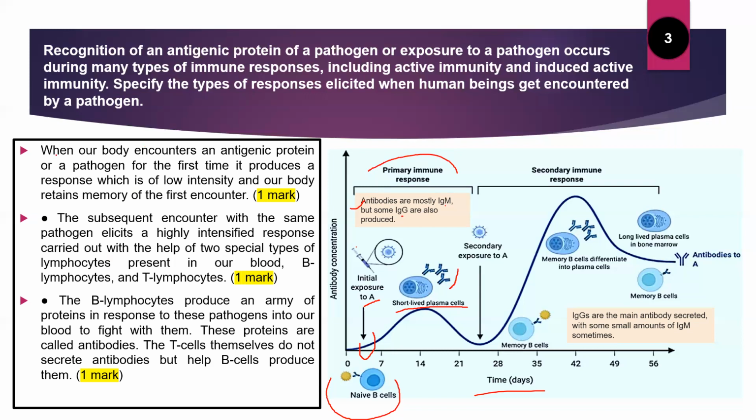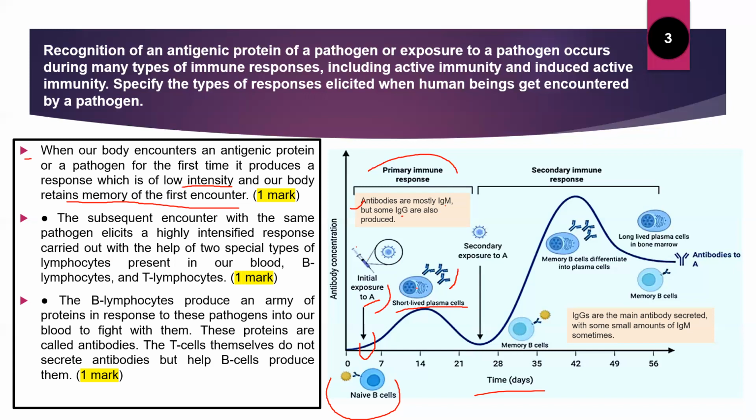So here we have mentioned that when our body encounters an antigenic protein or pathogen for the first time, it produces a response. The important facts are the first primary immune response is of low intensity, but it retains a memory of the first encounter. So whenever this initial exposure to A happens, there are few antibodies which will be responsible for remembering them. They remember the enemy.